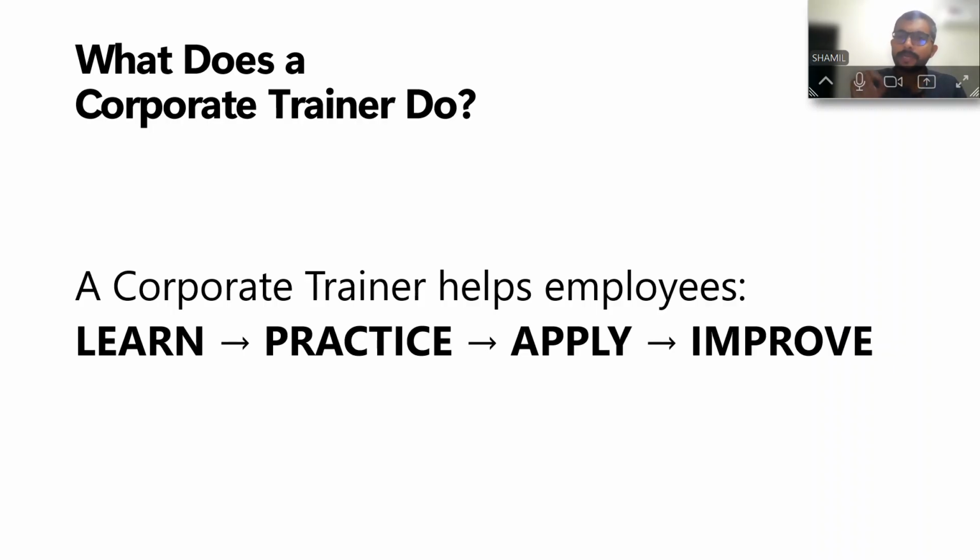A corporate trainer helps employees to learn and practice the skills they have learned, apply the skills in their job, and improve their performance. So it involves four steps: first to learn, to practice, to apply, and then to improve. These are the four steps involved for a corporate trainer.